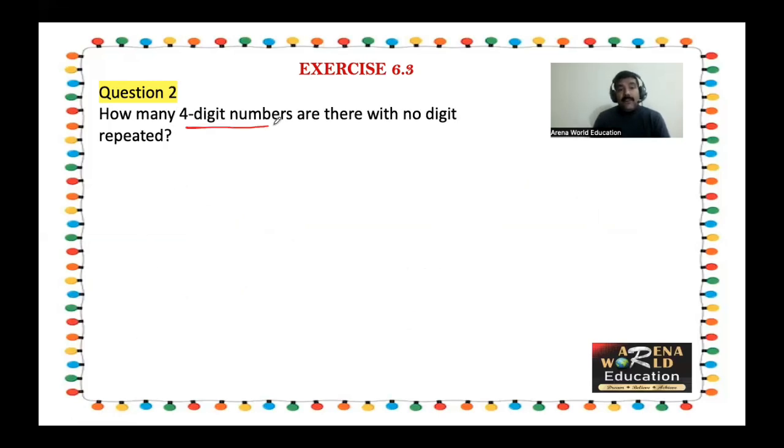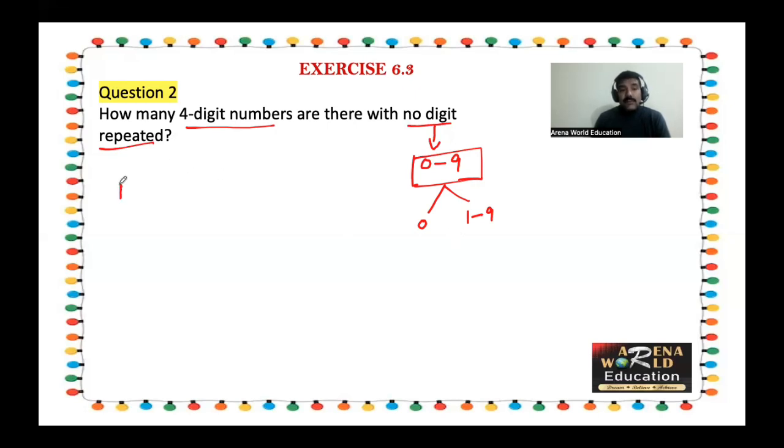Here, how many four-digit numbers are there with no digit repeated? So guys, you have to be very, very careful. They have not given any set of digits, like making four-digit numbers from 1, 2, 3, 4, 5. So here we will use all the numbers from 0 to 9. One number is 0, and 1 to 9 are non-zero numbers. So we have to be very, very careful.